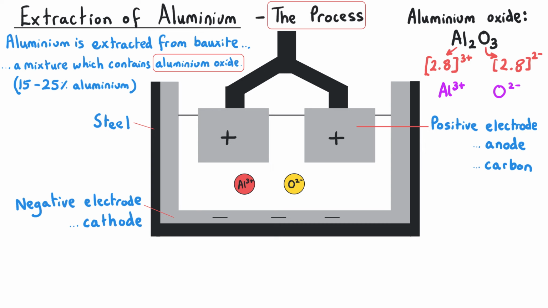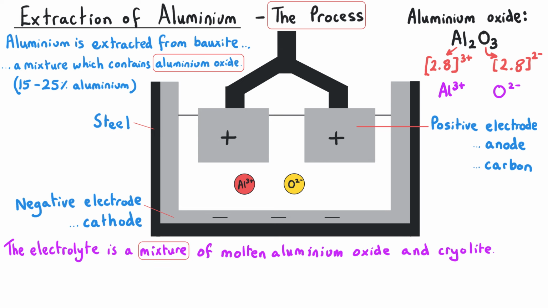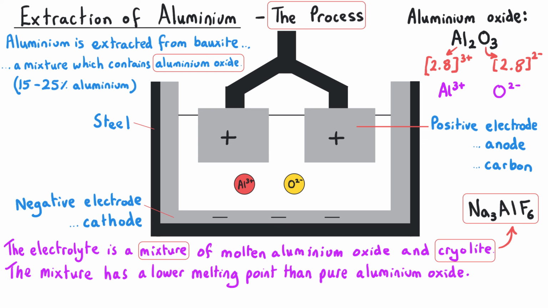Aluminium oxide has a very high melting point. And so the electrolyte is actually a mixture of molten aluminium oxide and cryolite. Cryolite is another ionic compound that contains aluminium, and here is its formula. Now you'll notice that it contains sodium, but this doesn't actually interfere with the electrolysis process because sodium is more reactive than aluminium. And we do this because the mixture has a lower melting point than pure aluminium oxide.